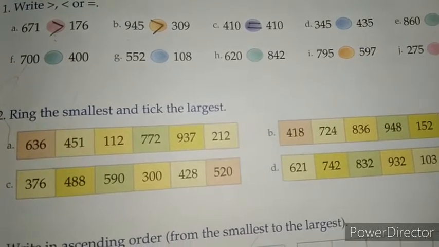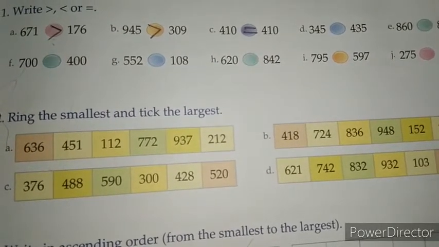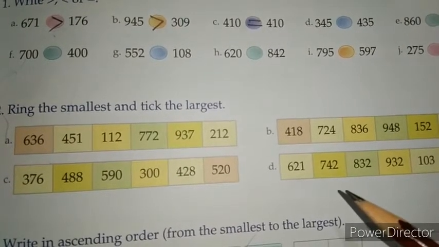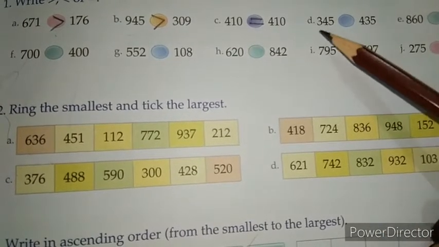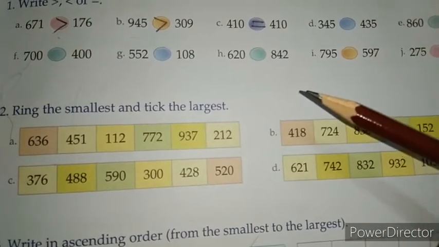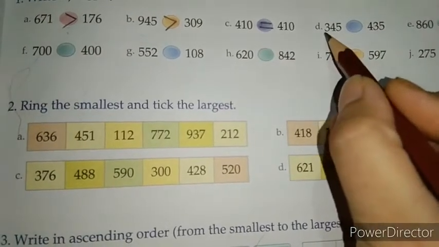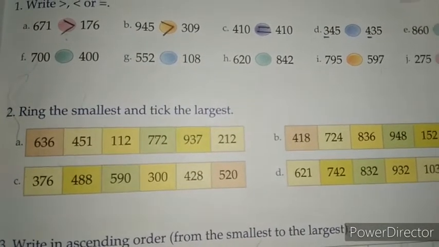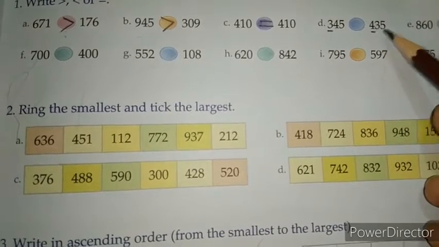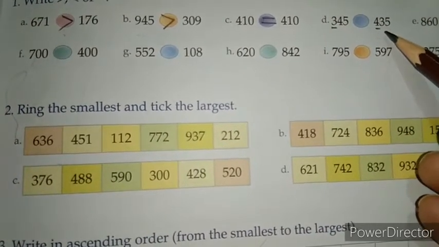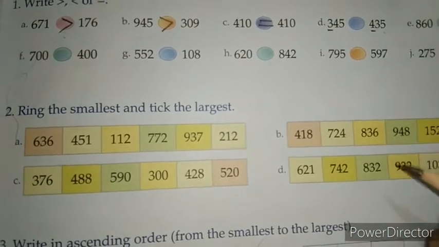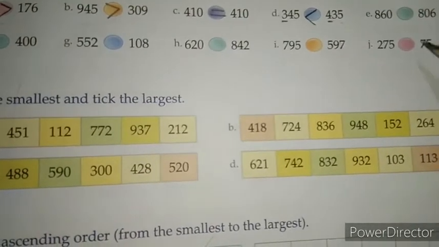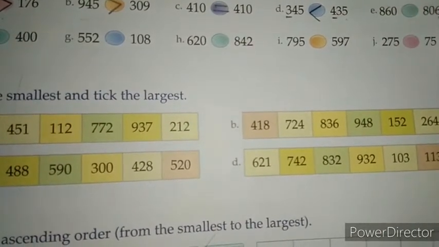Next one, 345 and 435. Then tell me students, how will you compare these numbers? Firstly, compare the digit of the hundreds place. Here we have 300 and here 400. Then which is largest? 435, because of 4, so 435 is larger than 345. Then write this sign.